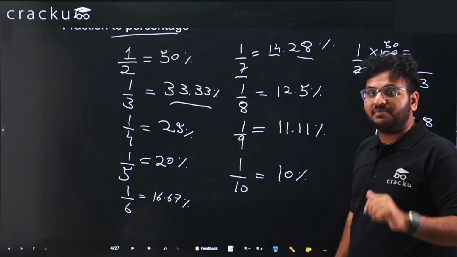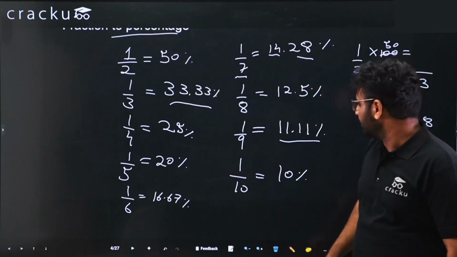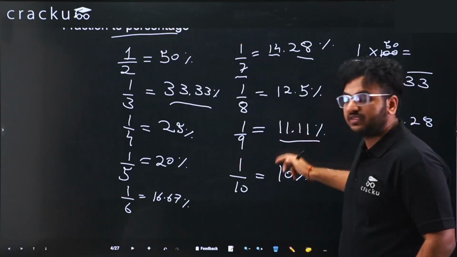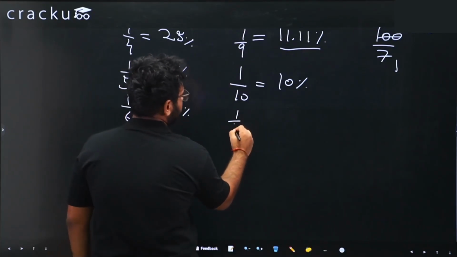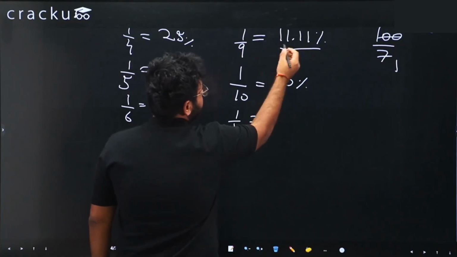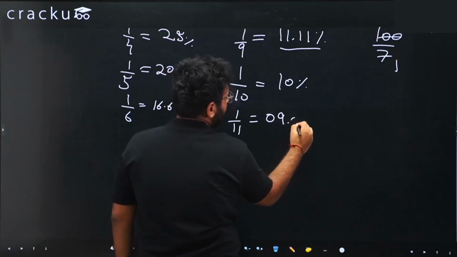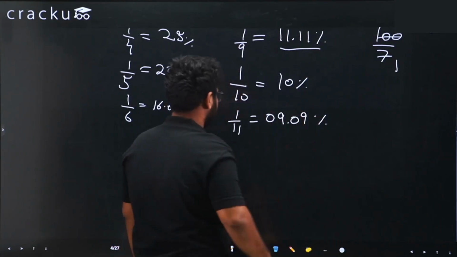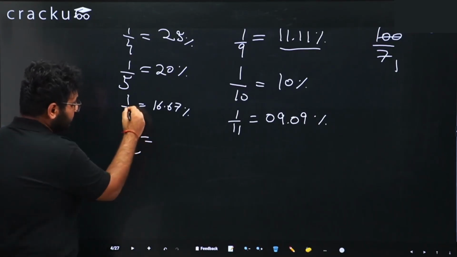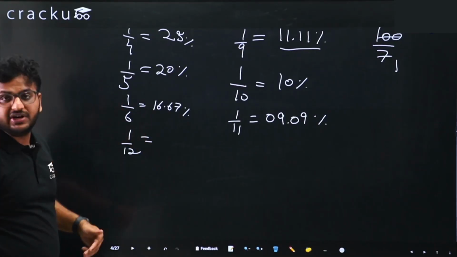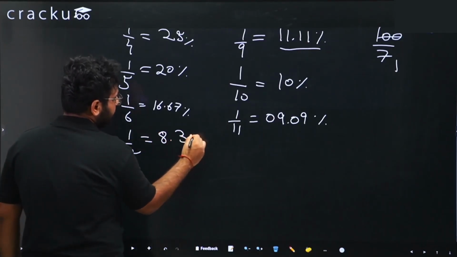Now easy trick to remember 1 by 11. We know that 1 by 9 is 11.11. Okay. So 1 by 11 would be, so we will write 1 by 11. So reverse of this. So 9 goes here, 11.11. So 1 by 11 would be 09.09%. Now 1 by 12. For 1 by 12 it would be what? Half of 1 by 6. So 16.67 divided by 2, which is 8.333%.